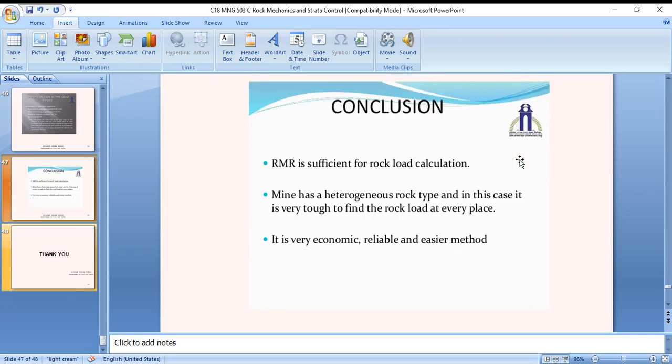Now I am going to conclude. RMR is sufficient for the rock load calculations. Yes, the mine has heterogeneous rock types, and in this case it is very tough to find rock load in every place. It is a very economic, reliable, and easier method, the RMR method. So I hope that first you know how the RMR value is calculated, and how to apply it to different locations in the mine.